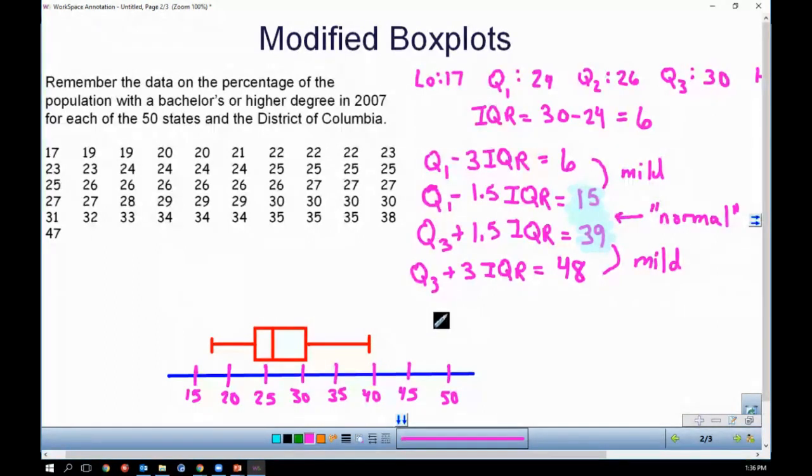Okay, so there's the modified box plot, but now we still have an outlier. This 47, what kind of outlier is it? Is it mild or extreme? So is it between our 39 and 48 range? Yes, so this is mild. So what kind of circle would I put at 47? A shaded circle.